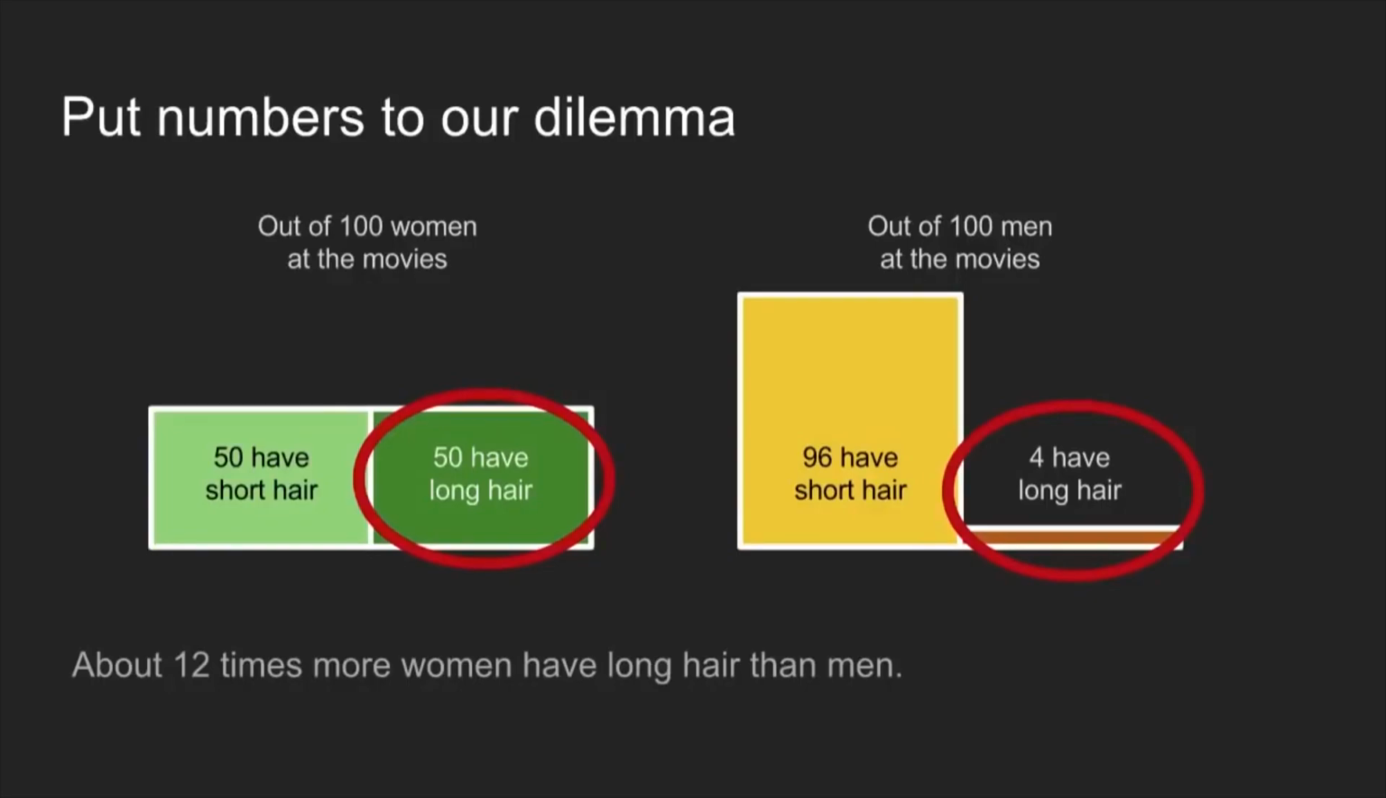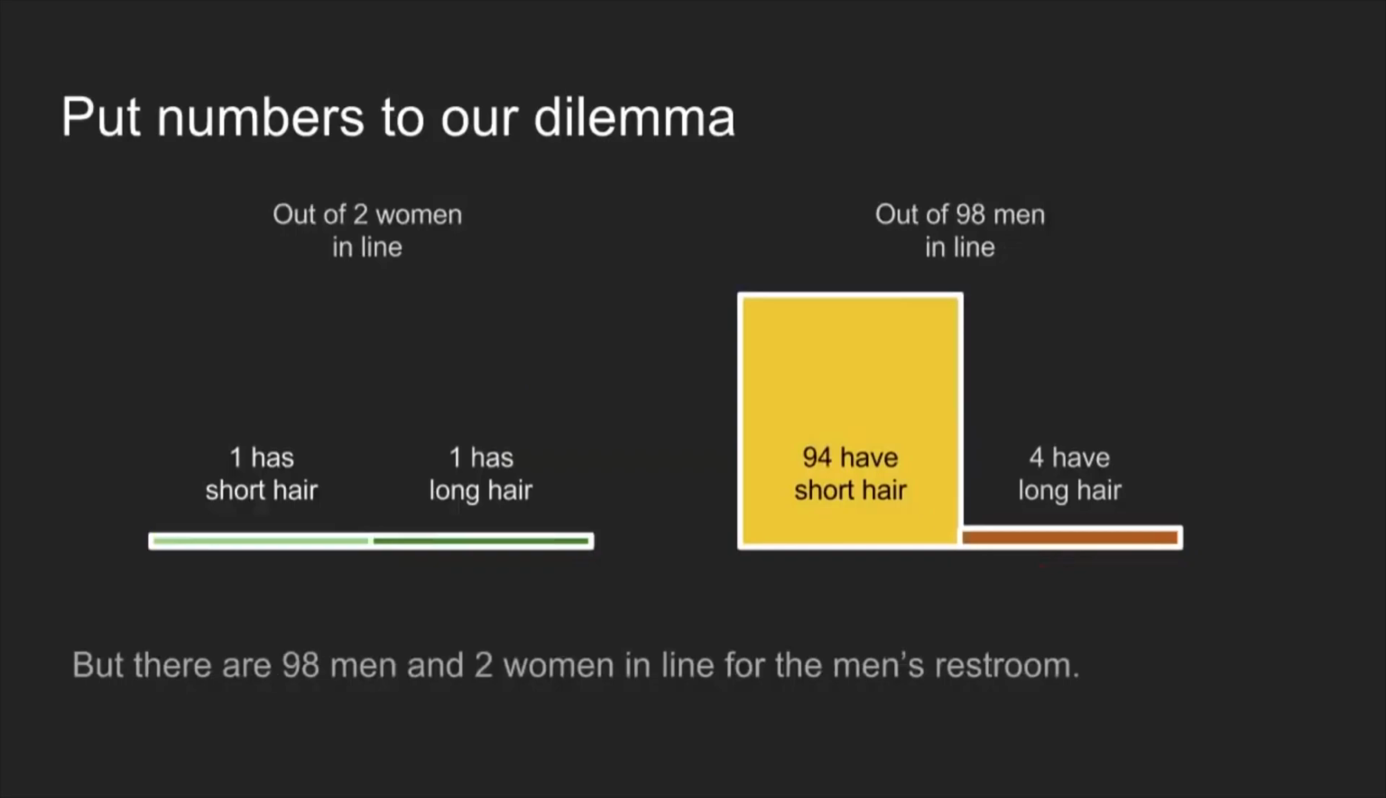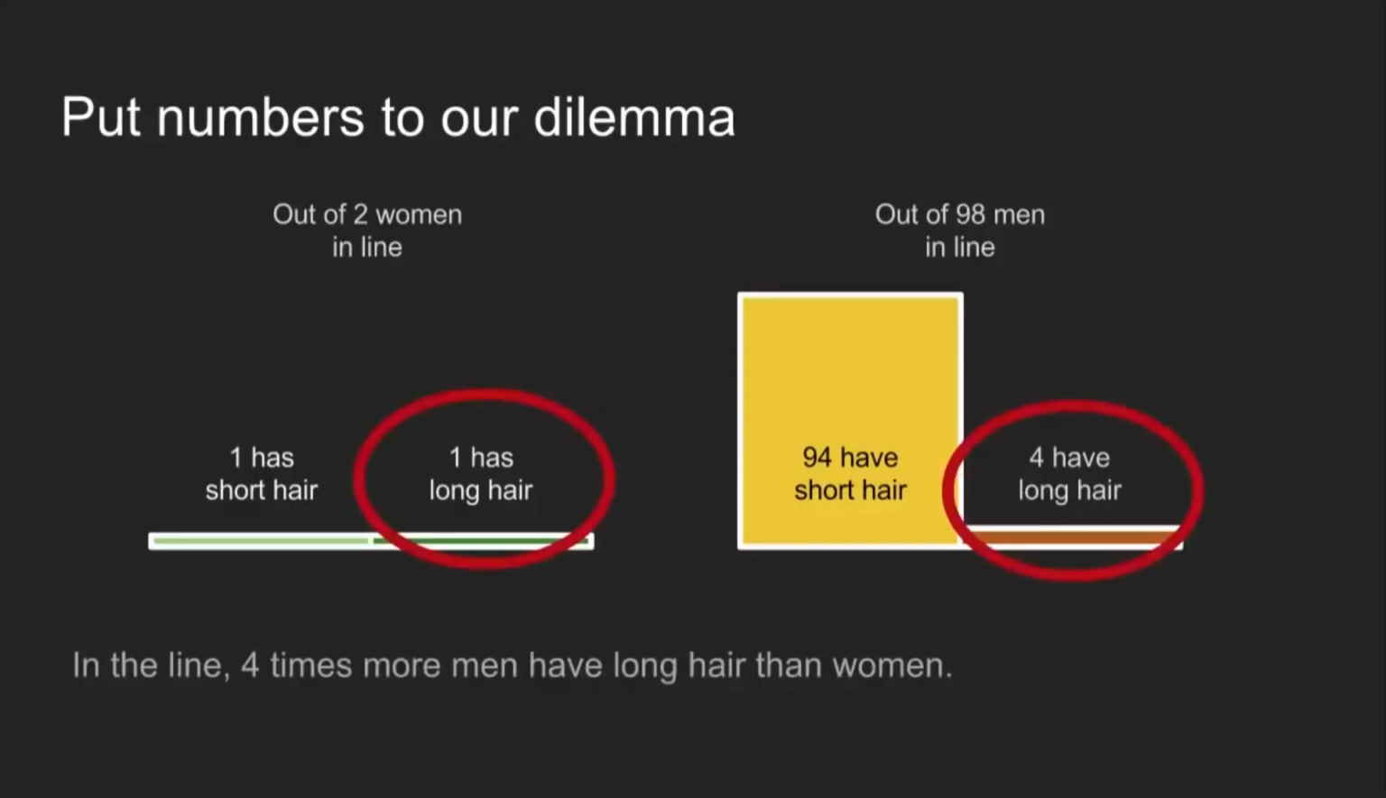Now we just made a subtle assumption that there are about the same number of men and women at the movies. This assumption no longer holds when we move to the men's restroom line. Here, let's say there are 2 women out of every 100 people and 98 men, maybe women keeping their partners company. There's still one with short hair and one with long hair. It's still half and half long and short hair, but now there are 4 times as many men with long hair than women with long hair in this group. Now the safe money is to bet that this person is a man.